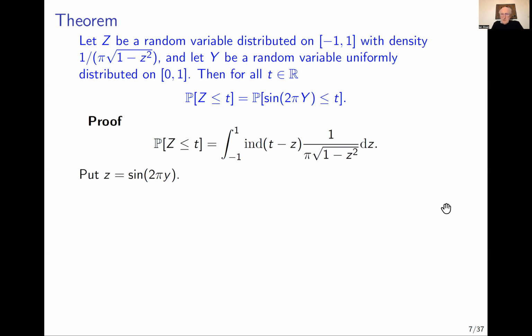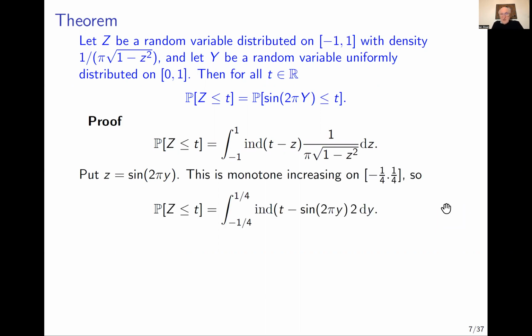And so I've written the proof. You look at the probability that z is less than or equal to t, the integral of the indicator function times the probability density. We change to a new variable y. We put z = sin(2π y). The only problem is that sin(2π y) is not monotone on the interval 0, 1. But on the other hand, we easily see it is monotone on the smaller interval -1/4 to 1/4.